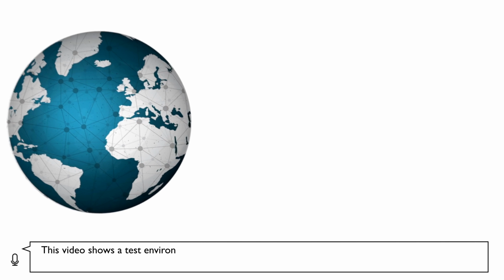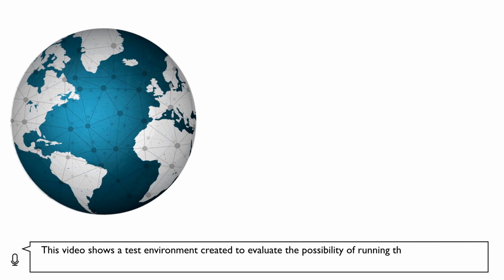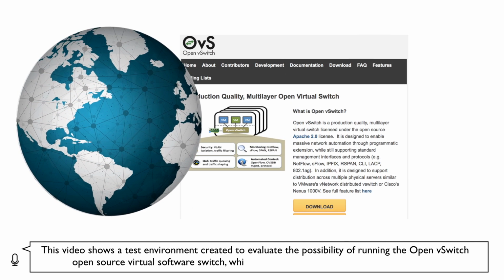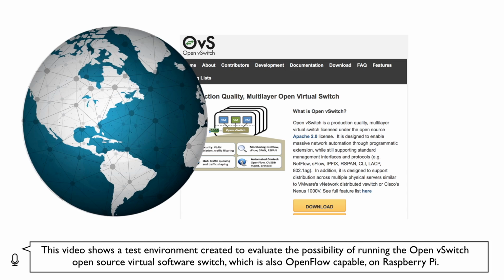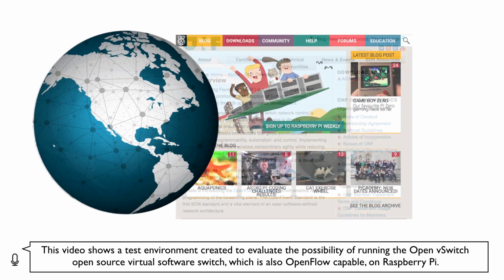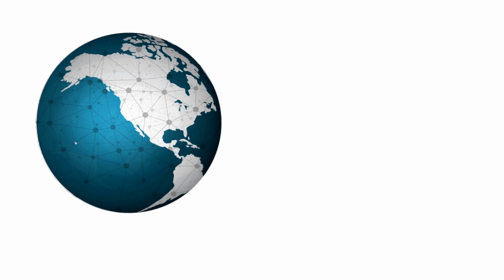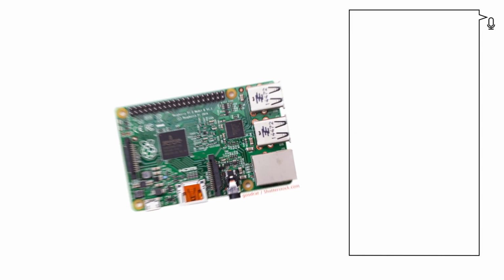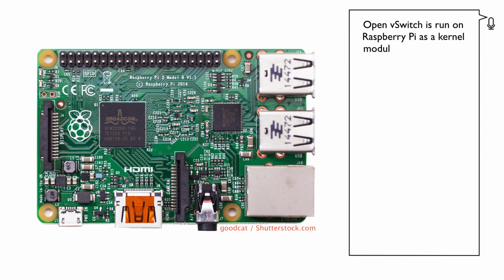This video shows a test environment created to evaluate the possibility of running the Open vSwitch, an open source virtual software switch, which is also OpenFlow capable, on Raspberry Pi. Open vSwitch is run on Raspberry Pi as a kernel module.